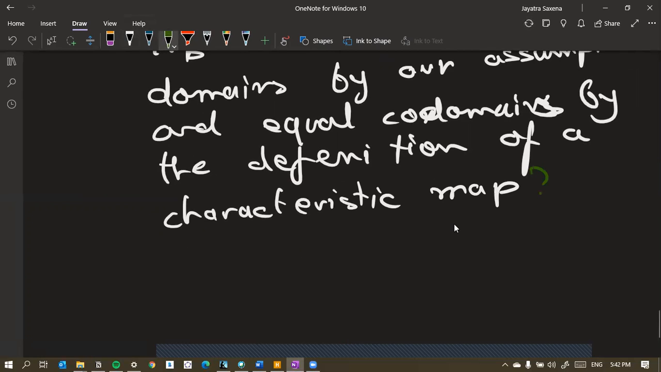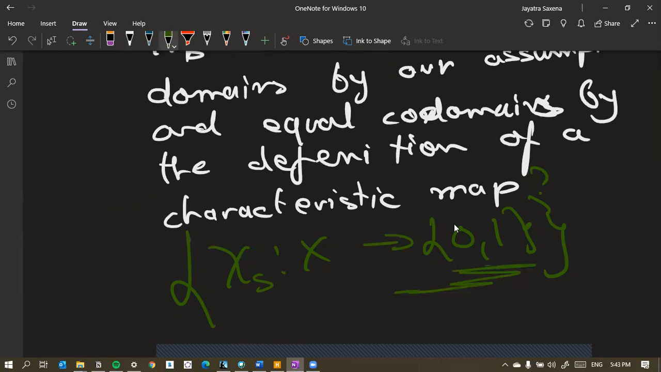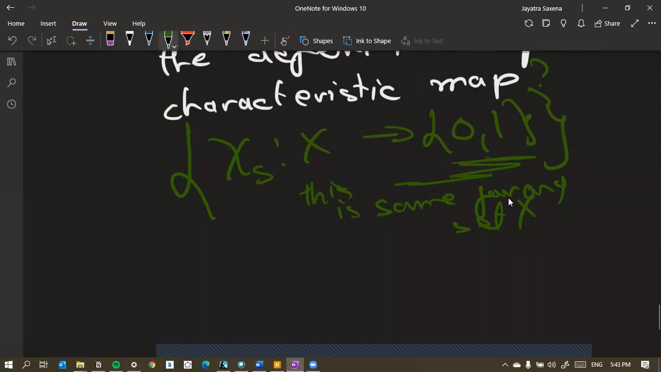By the definition of a characteristic map, if you remember, the characteristic map is defined like this. It goes from X to {0, 1}. But what does this mean? This means that this part is the same for all characteristic maps, for any set X. So we know these functions have equal domains and codomains.